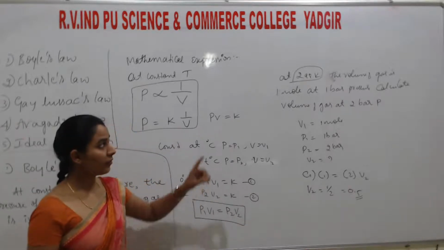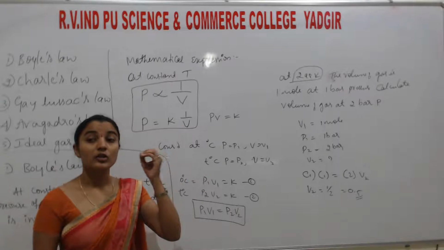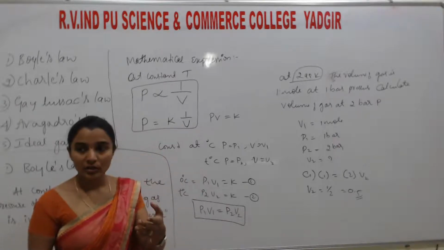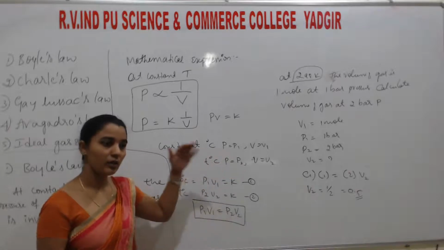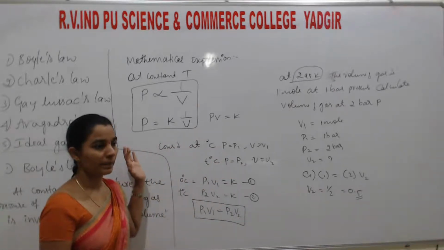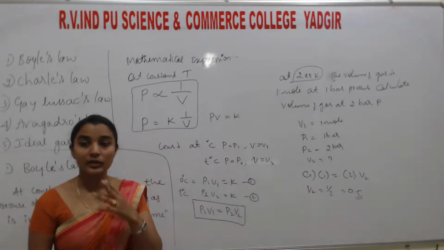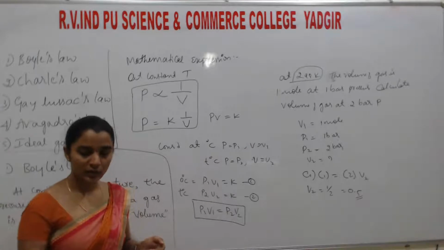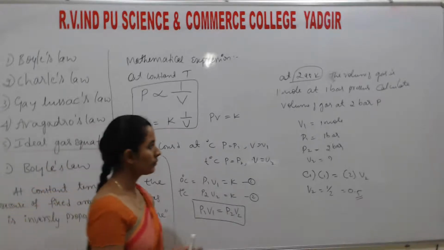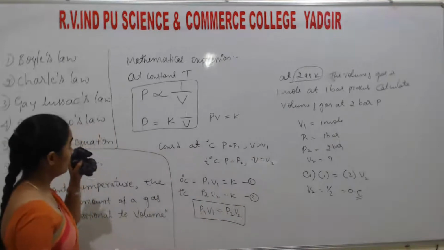Okay, so whether constant temperature is there, constant pressure is there, or constant volume is there, based on that we can say which law it is. If constant temperature, that is Boyle's law, so we have to follow this equation. If constant pressure is there, that is Charles' law, we have to follow another equation. So while solving the problem, I will explain. So this is all about Boyle's law.